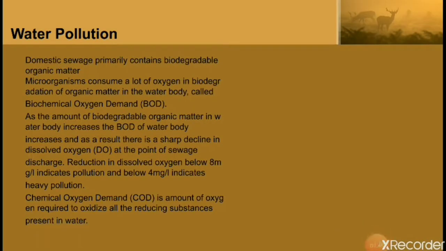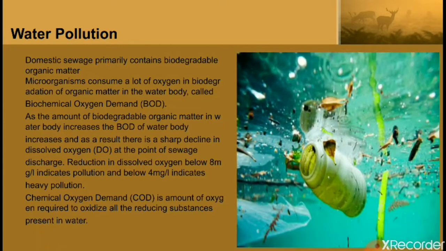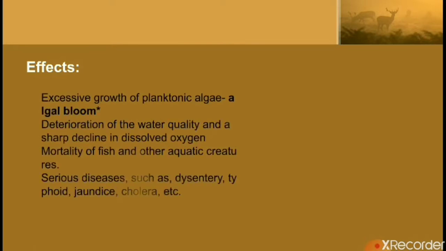On the other hand, chemical oxygen demand is the amount of oxygen required to oxidize all the reducing substances present in the water body. It is also called COD. There are various effects of water pollution. For example, excessive growth of planktonic algae, also called algal bloom, deterioration of the water quality and a sharp decline in dissolved oxygen. It also leads to the mortality of fish and other aquatic creatures.